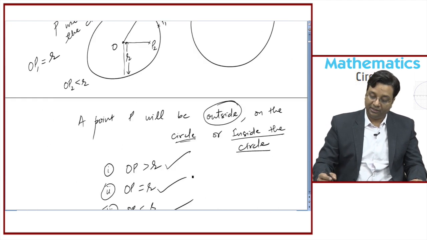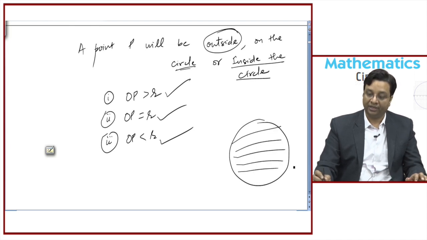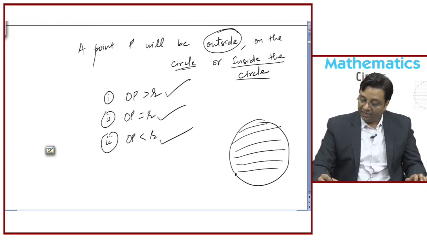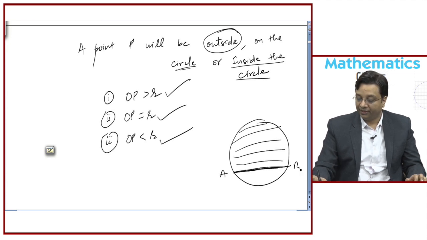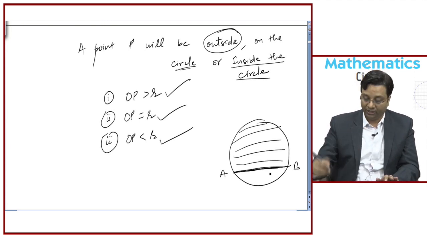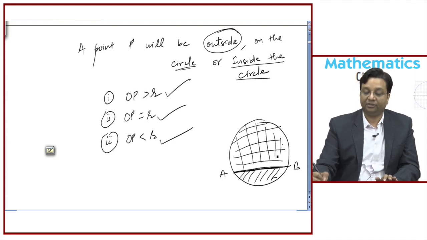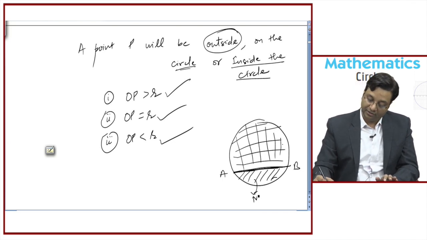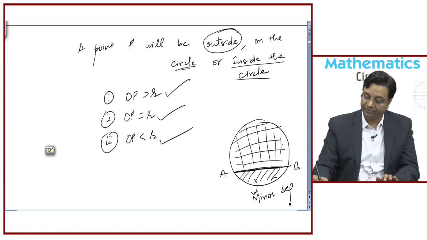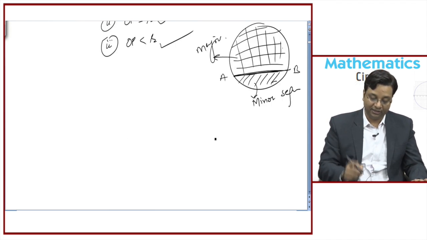Now, this is the circular region. If I take any chord, let us consider this chord AB, it will divide the entire circular region into two regions. One is this one, the second is the rest of the circle. This is known as the minor segment, and this is known as the major segment. This is one way of dividing the circular region into two parts.